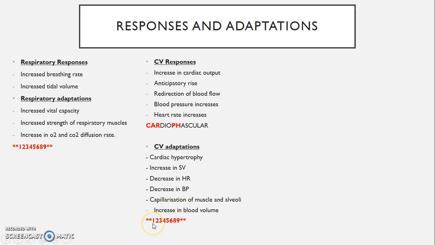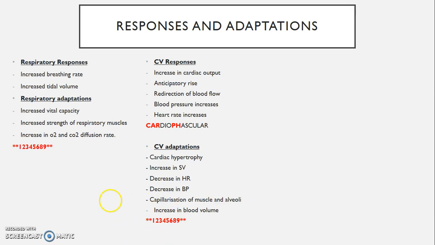Remember, number 1, you think of home run, you think of baseball. Baseball, you think of baseball caps, capillarization of the muscle. Okay, that's number 1. You've got cardiac hypertrophy, number 4. 4, award, you get a trophy. When you get a trophy, you get excited, you become hypertrophy of the cardiac muscle.